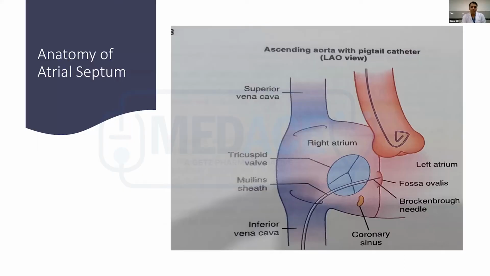Coming on to a few points regarding the anatomy of the atrial septum. Well, actually, I would like to highlight that as you can see from this posterior aortic wall, the septum is the continuation of the aortic wall downwards. Okay, and below this septum, we can see.